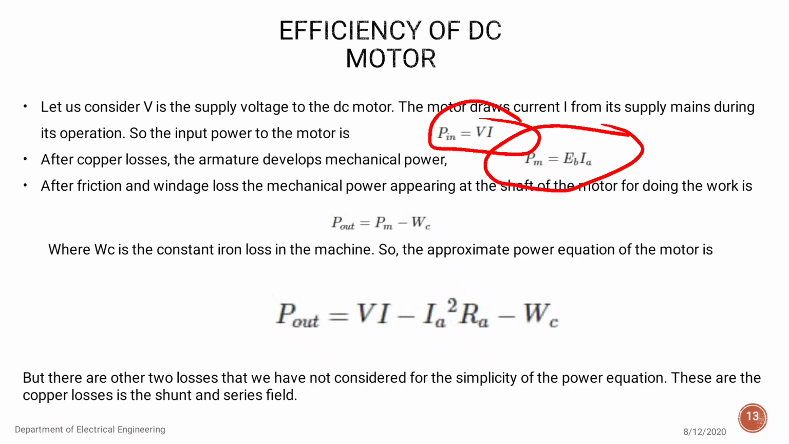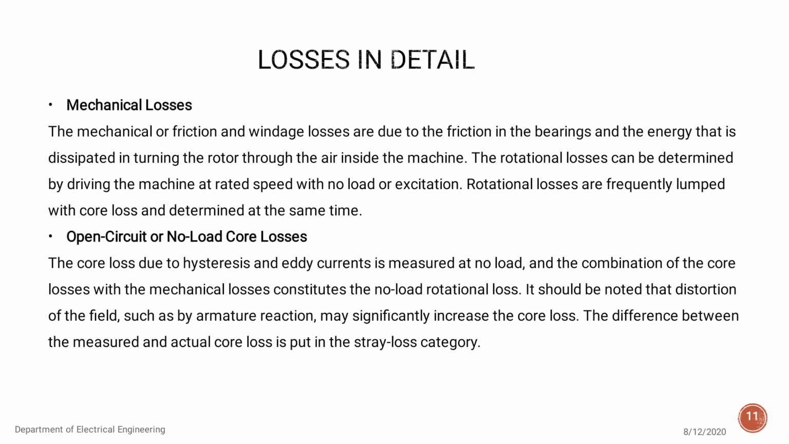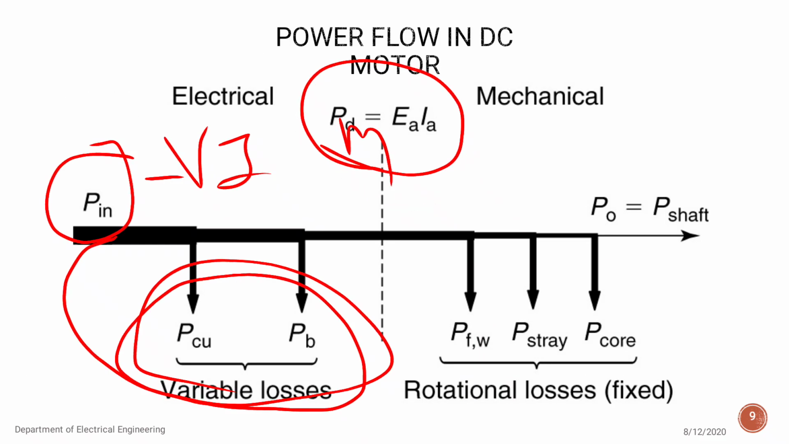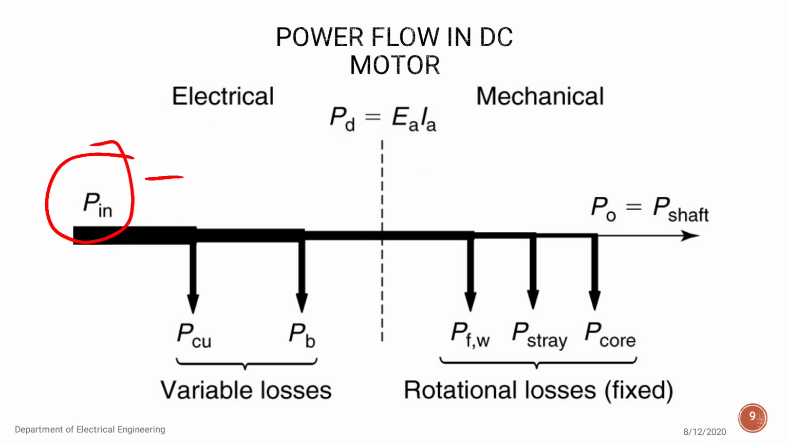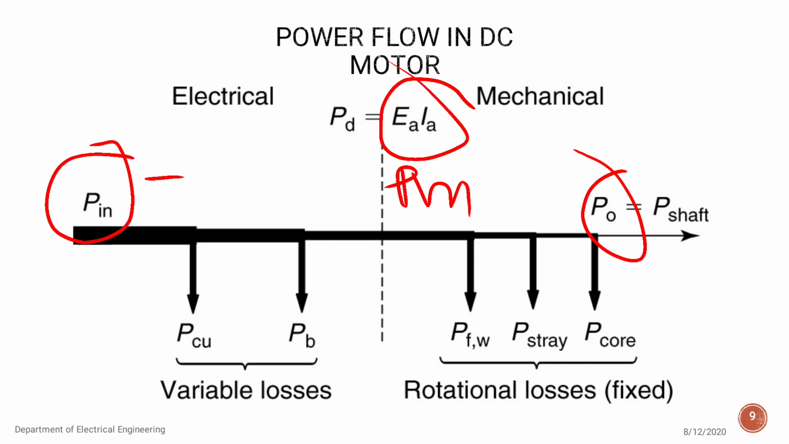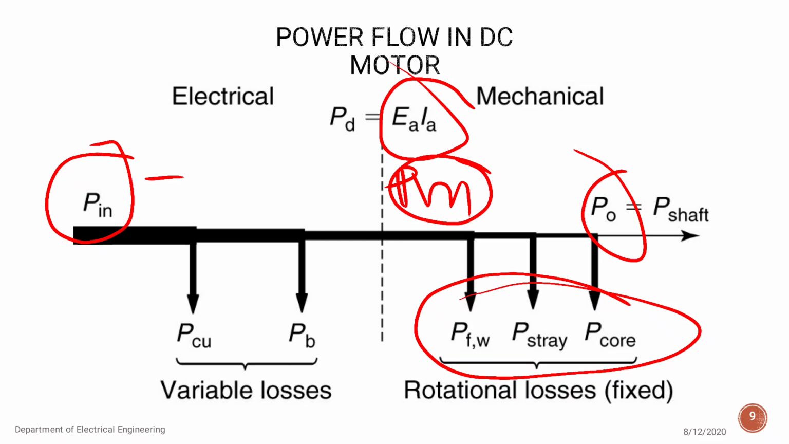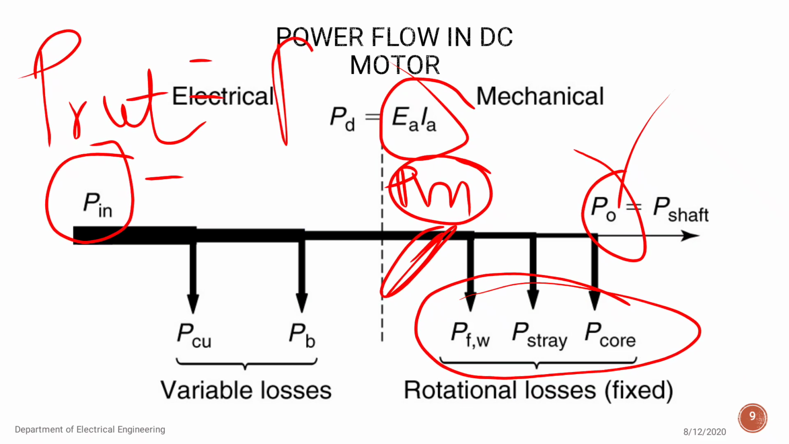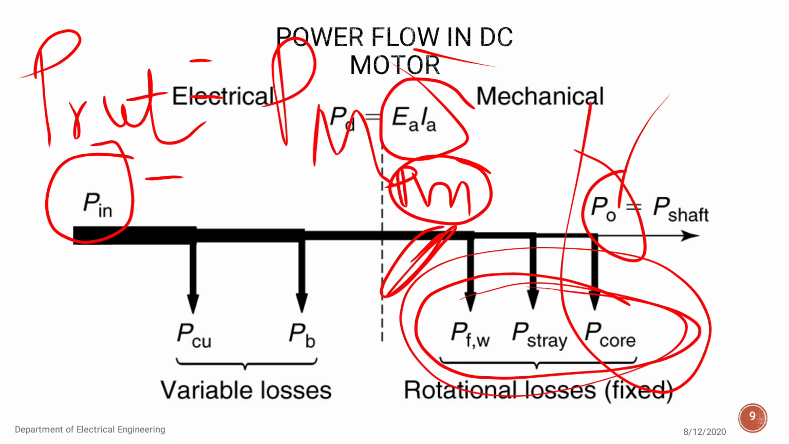Now going ahead again, what do we need to find out? I come back to the previous diagram, and erase this again. Now we are at that stage, that is nothing but our PM. Now this is P out. Okay, when do we get P out? When we subtract all the rotational losses, or we can say the mechanical losses, from this mechanical power, then we get P out. So I will write simply here, P out is equal to PM minus these losses, right?